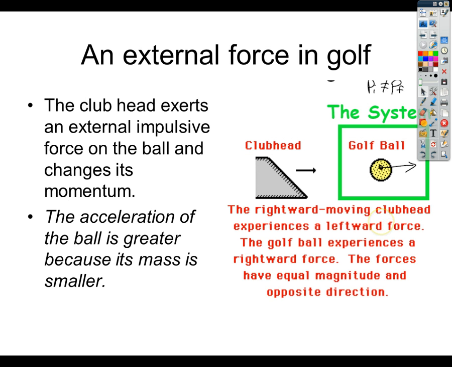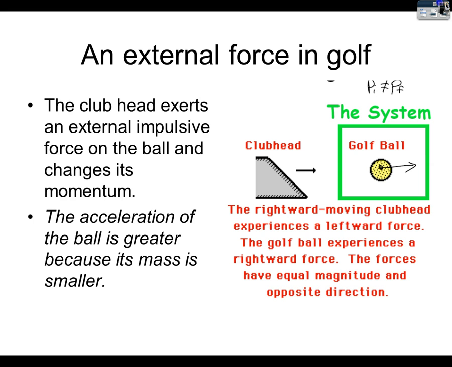Let's look at a couple of examples. We have a club head, and that club head exerts an impulse on a golf ball. If we call the golf ball the system, we see that the rightward moving club head experiences a leftward force from the ball. The golf ball experiences a rightward force, then accelerates to the right because that's the net force. The forces are equal in magnitude and opposite in direction. So the club head exerts an external impulsive force on the ball and changes the ball's momentum. So this is external, and this is what we call the system.